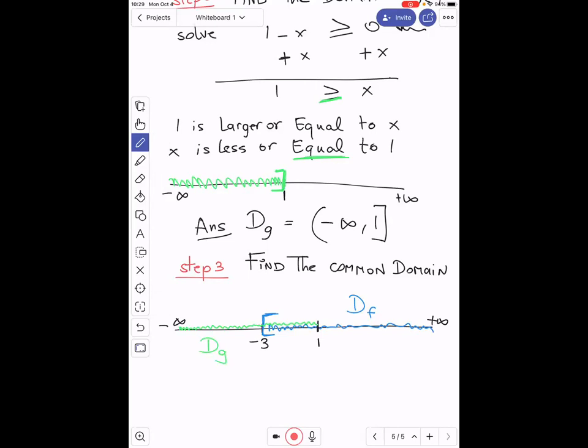That's the green interval, right? Now the intersection domain would be the interval which is, at the same time, blue and green. So that will be this interval right here. This is my intersection, the intersection between the blue and the green intervals. So this is the intersection domain, or common domain.